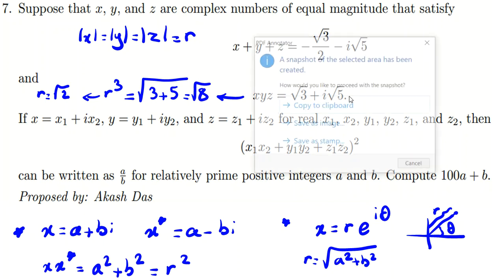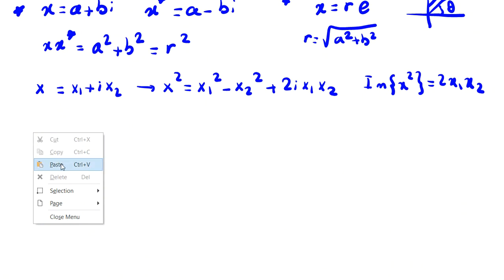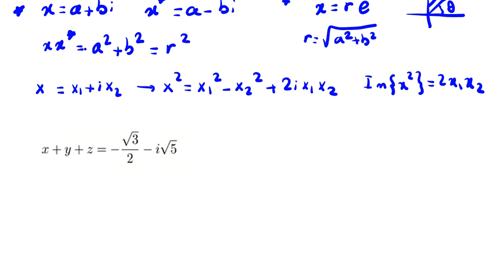Now let's consider this part. If you consider the conjugate of each side, so here we said what? x conjugate is what? r squared over x. And r is what here? r is root 2.